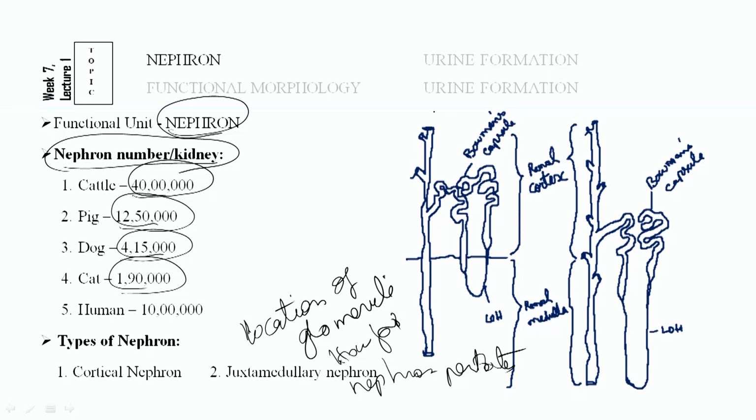If you see the cortical nephron, this is the glomerulus, and you can see the extent of the loop of Henle. It extends just up to the outer medullary part of the kidney. Whereas if you see the juxtamedullary nephron, this is the glomerulus, and see how far this loop of Henle extends. It penetrates deep into the medullary part. So based on this, the nephrons are classified into cortical nephron as well as juxtamedullary nephron.